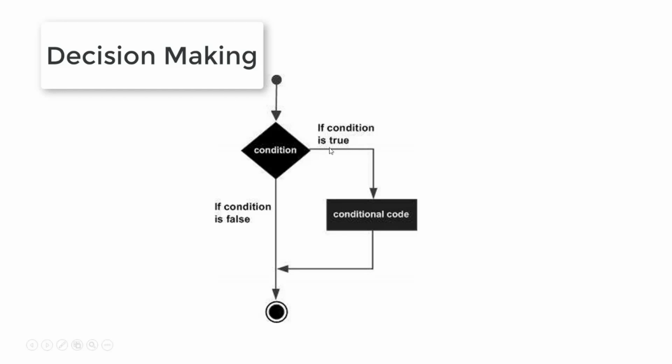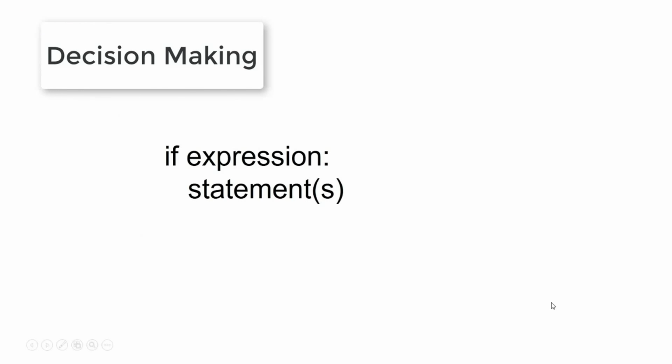Decision making is the anticipation of a condition occurring during the execution of a program and then taking a specified action according to the condition. Like other programming languages, Python also assumes any non-zero and non-null value as true. For example, 1 is true and any 0 or null value is false. If we write if and then an expression, this will be the condition, and if the condition is true, it will execute the next statement.